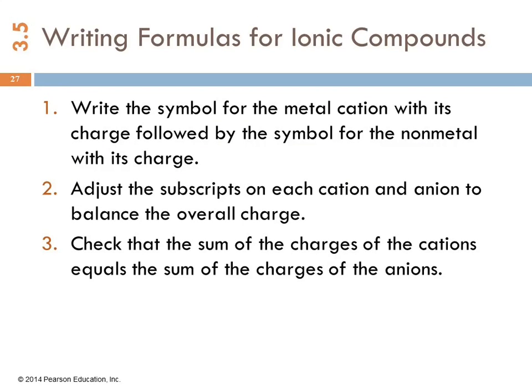Writing formulas for ionic compounds. The first thing we do is write the symbol for the metal cation. The metal always comes first. And we include its charge, followed by the symbol for the nonmetal ion with its charge.